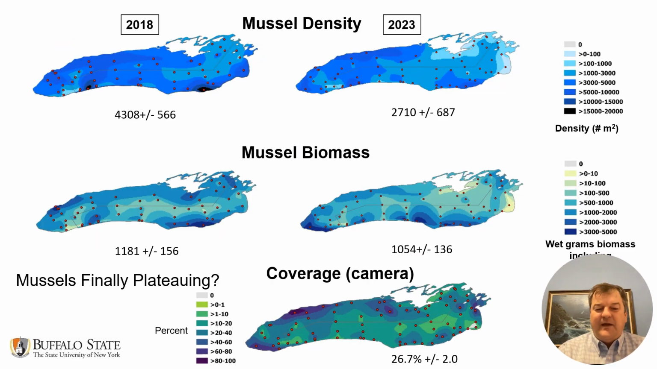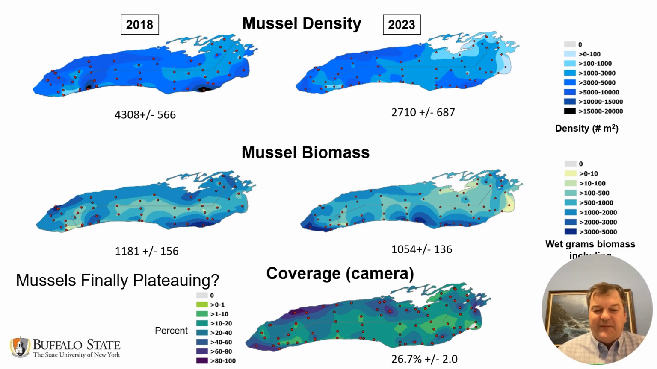So they were able to make these maps of mussel density and comparison to 2018 and 2023. You can see the density overall lake-wide is down from 2018. However, the mussel biomass, so that's in grams wet with shell, so almost a kilogram of mussels per meter squared in wet weight, we can see the mussel biomass has not decreased as much as density, indicating that some of these mussels are actually growing over time. But it does indicate the mussels might be finally plateauing in Lake Ontario, which is something we've been waiting for.